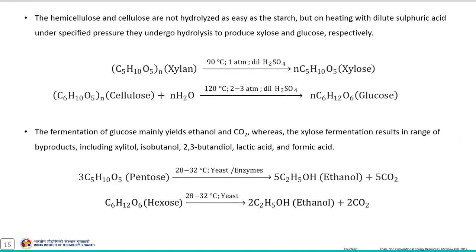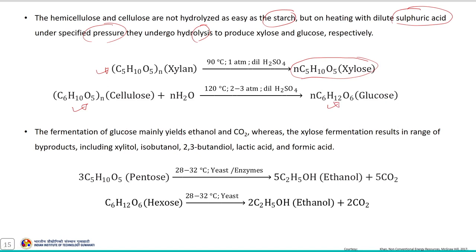These hemicellulose and cellulose are not hydrolyzed as easily as starch, but on heating with sulfuric acid, that is dilute sulfuric acid, under specified pressure, they undergo hydrolysis to produce xylose and glucose respectively. So this reaction scheme represents the hydrolysis of the hemicellulose fraction, that is xylan, which produces the C5 sugar xylose as a product. And this reaction scheme represents the hydrolysis of cellulose, which produces the C6 sugar, that is glucose.